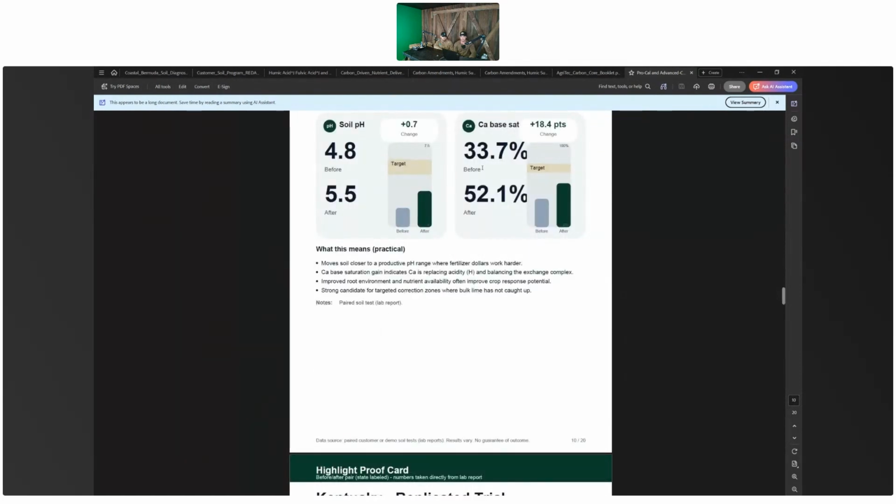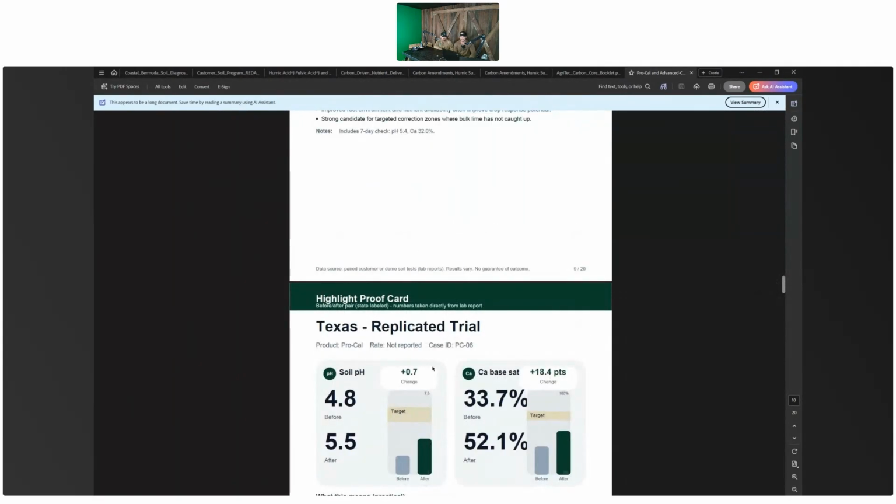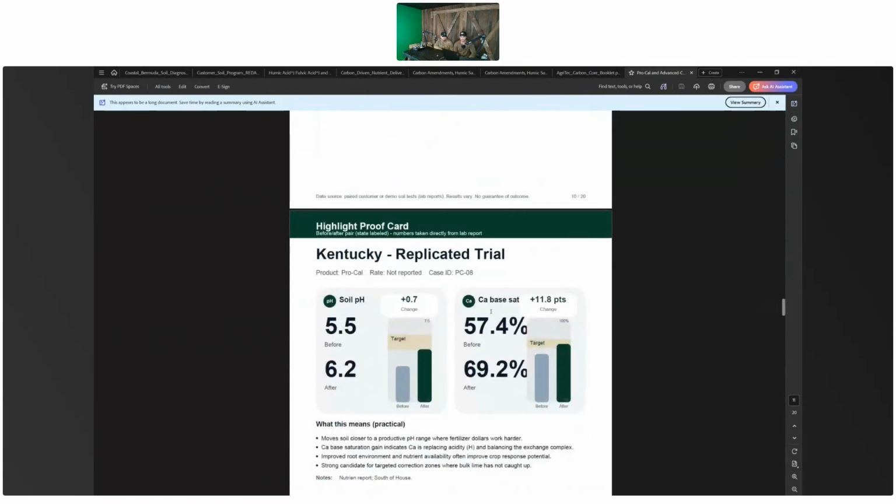Same goes here, right? Starting real low. Let's make a good shift in the right direction year one. See, a 4.8 turn into a 5.5, a lot more manageable, but without creating inefficiencies in the system, right? Here, we go from 5.5 to a 6.2, 7/10 of a pH point change, only 12 points of base saturation change, but it's because we were shooting for that 70-75 mark.